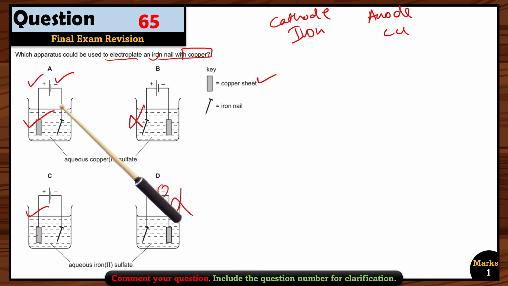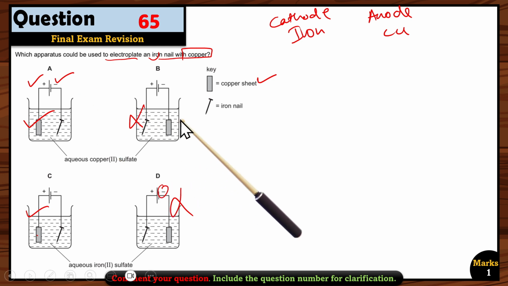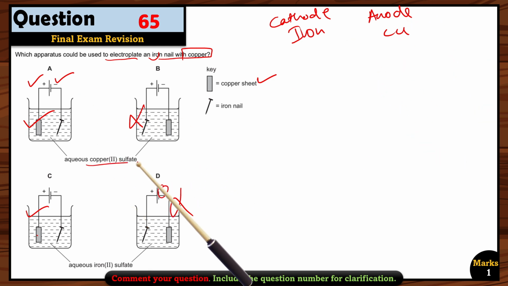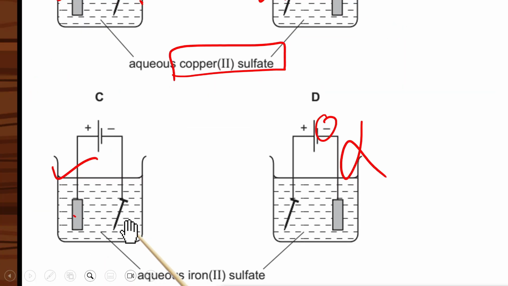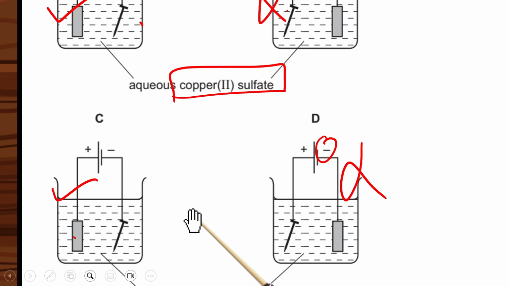Now let's see what about the solution. So which solution do we have to use? Of course, the copper solution we have to use. So copper sulfate. Yes, that's right. Here we are using iron sulfate. So that's wrong, right? So this option is wrong, sorry.